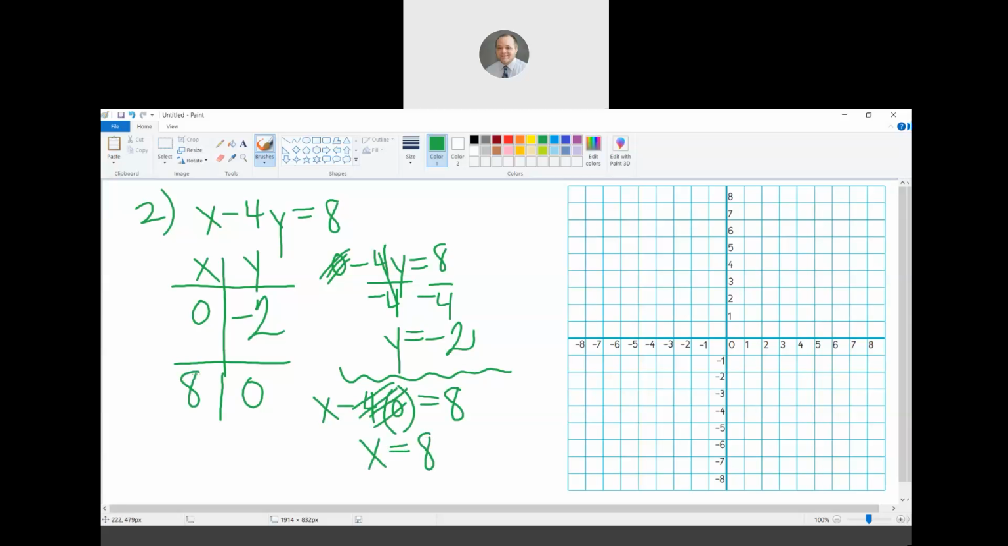By the way, remember that the first ordered pair (0, -2) is your y-intercept. That's the point where your line crosses the y-axis. The ordered pair (8, 0) is your x-intercept. And that's the point on the x-axis where your line intersects.